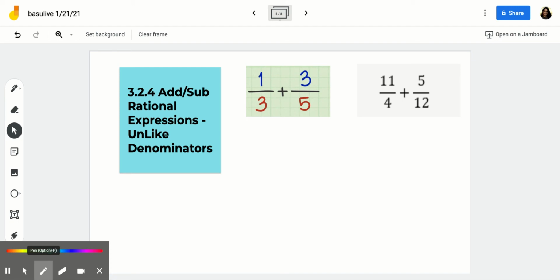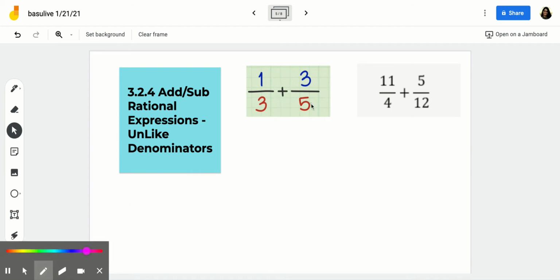Hi, everybody. So this is part 2 of lesson 3.2.4. We're going to look at unlike denominators. You should have already understood the problems for like denominators and tried the ones on the assignment 1 through 4. That way you're familiar with them. All right, so these problems are much harder because, again, it's unlike denominators, which just adds another thing we have to figure out for these problems.